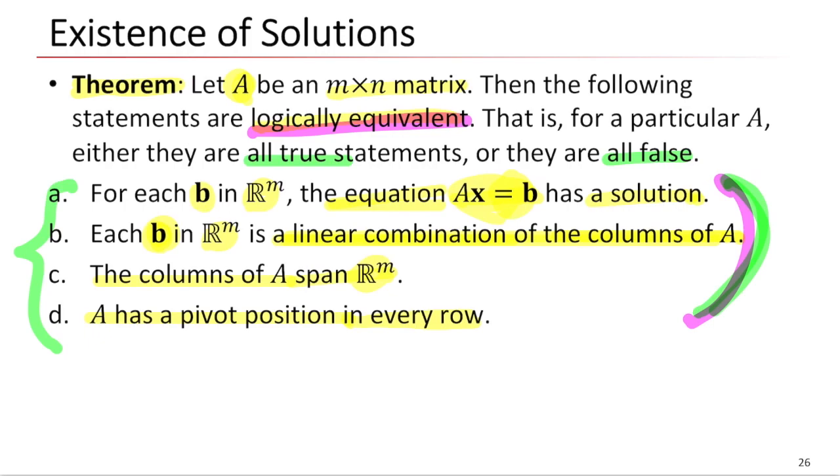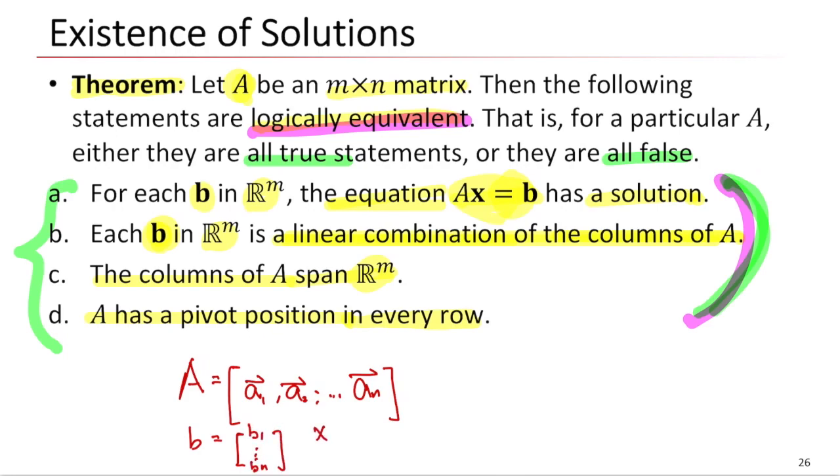We will prove this theorem from here, but let's think about that first. We have a matrix A that represents like this, and we have a vector b, b1 through bn. What we want to do is find the vector x, x1 through xn, something like this.